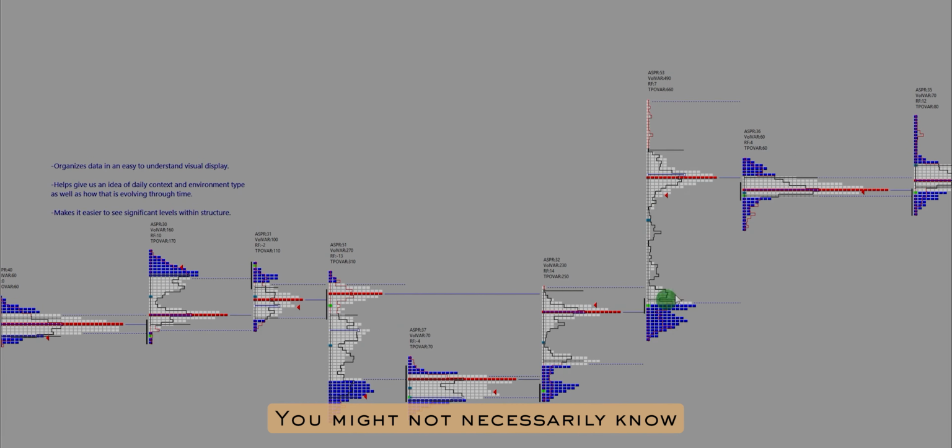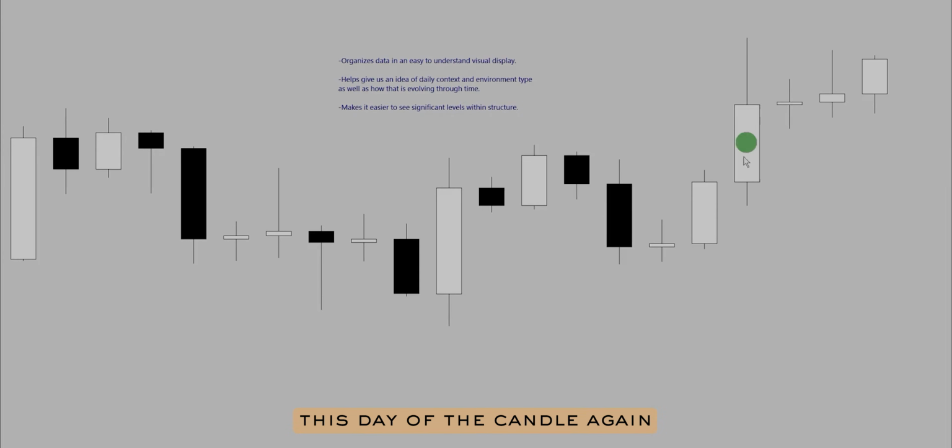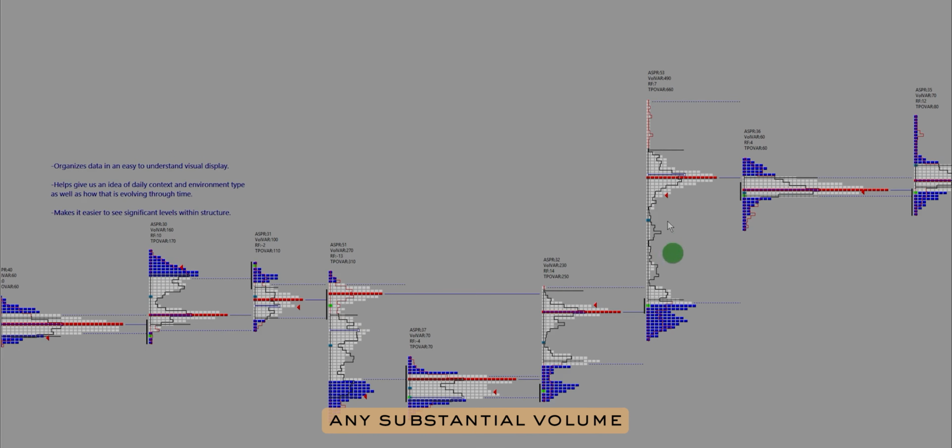You might not necessarily know that in the center of this candle, so if we look at this daily candle again, that there wasn't really any substantial volume in the middle of that candle. It's pretty imbalanced. From open to close, it was pretty one-sided. We came back decently. We had a large response where we barely spent any time at the high, kicked back most of the volume above the close.